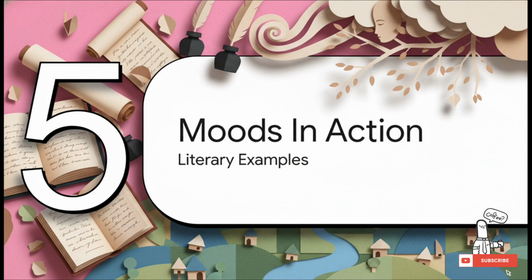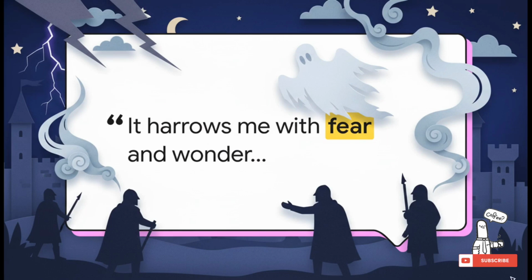Let's move into Section 5, Literary Moods in Action, and check out some real examples. Just listen to the opening of Shakespeare's Hamlet for a second. The setting is the dead of night. The imagery is a ghost walking the castle grounds, and the dialogue is incredibly urgent. It harrows me with fear and wonder. The guards are demanding the ghost to speak, speak.